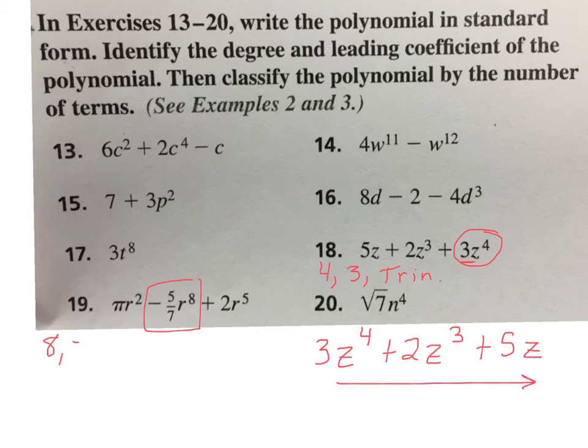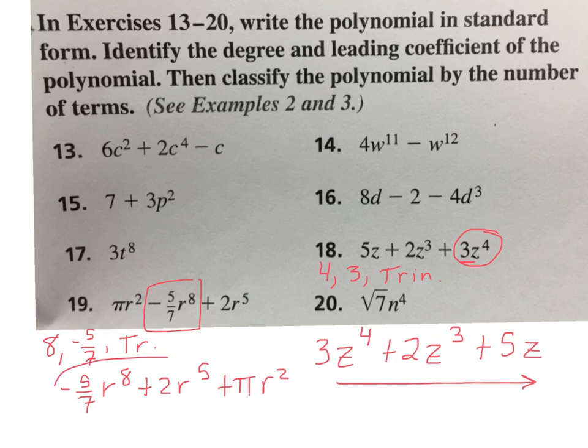The leading coefficient is negative 5 over 7, and this is a trinomial, isn't it? And then I'm going to write it in descending order, negative 5 over 7, r to the 8th, plus 2r to the fifth, plus pi r squared. And so that right there is the standard form version of number 19.